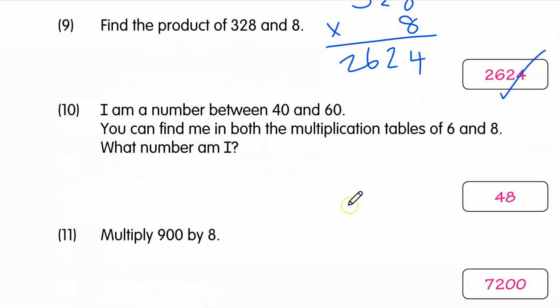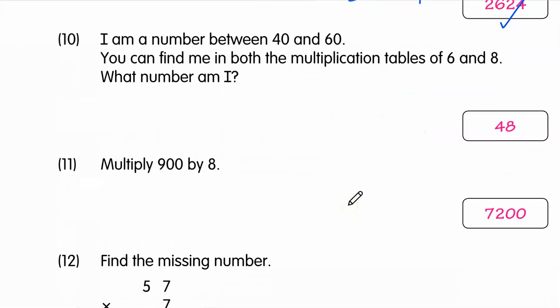Now I'm a number between 40 and 60. Right? It means 40 and 60 are not included. It has got to be 41 all the way to 59. You can find me in both the multiplication tables of 6 and 8. Right? It means the multiples of 6 and 8 between 40 and 60. List them down. So what is the number? It has got to be the same number. Right? So you list it down.